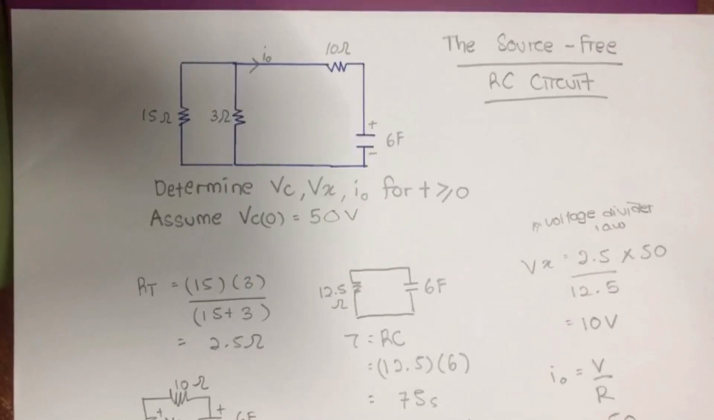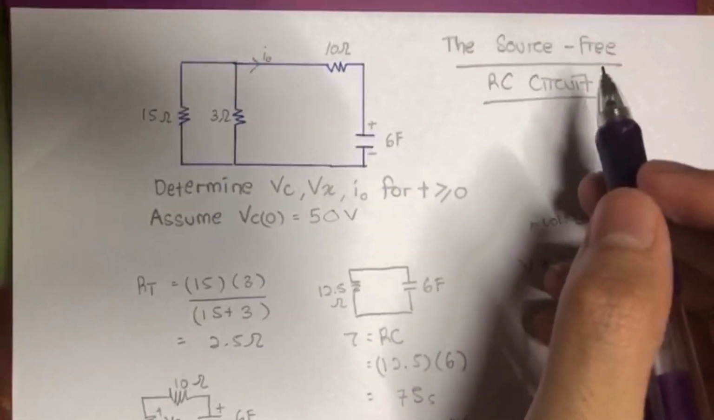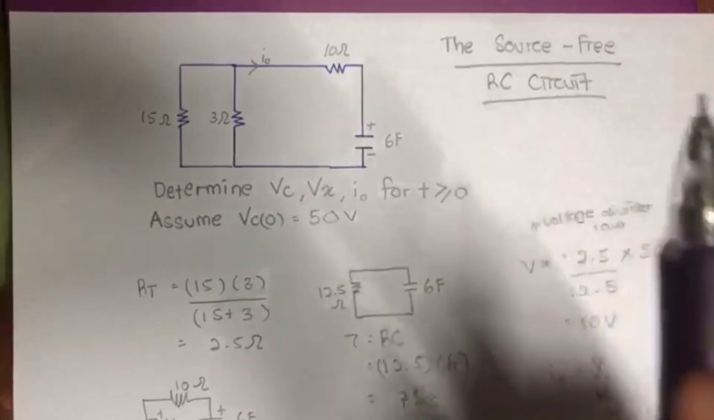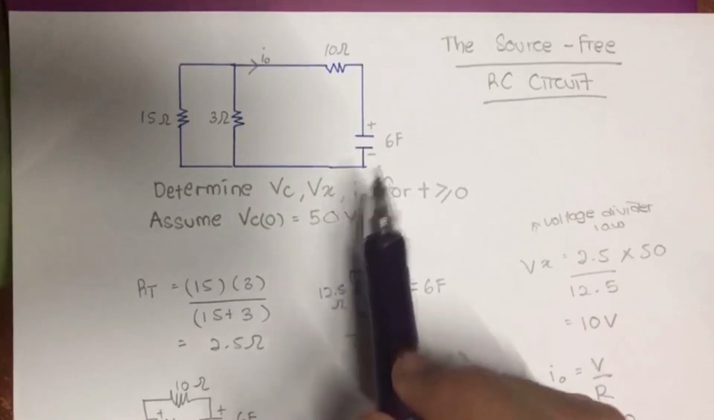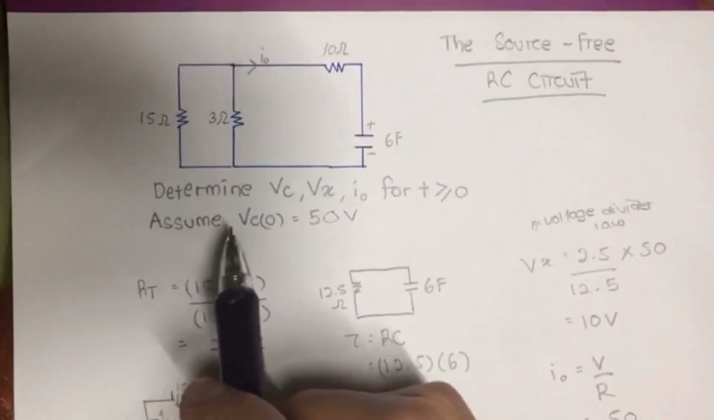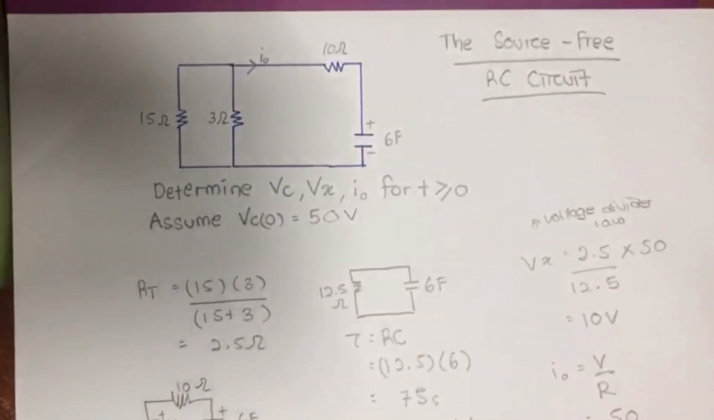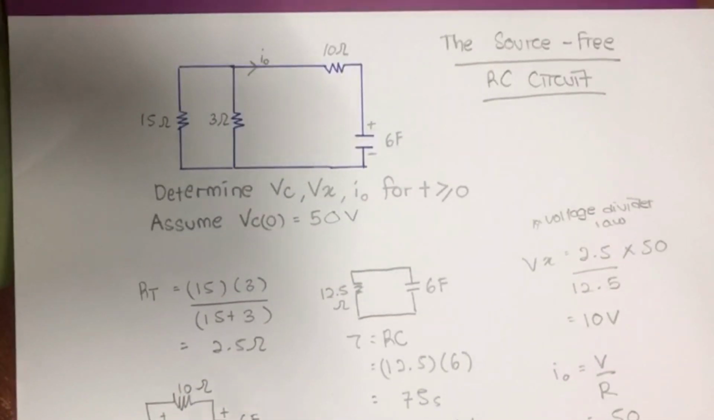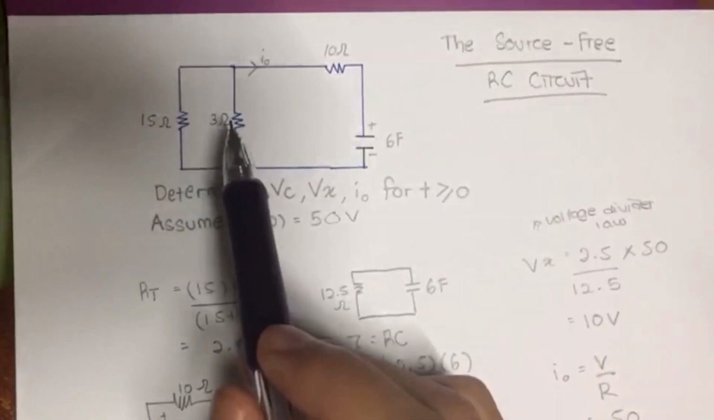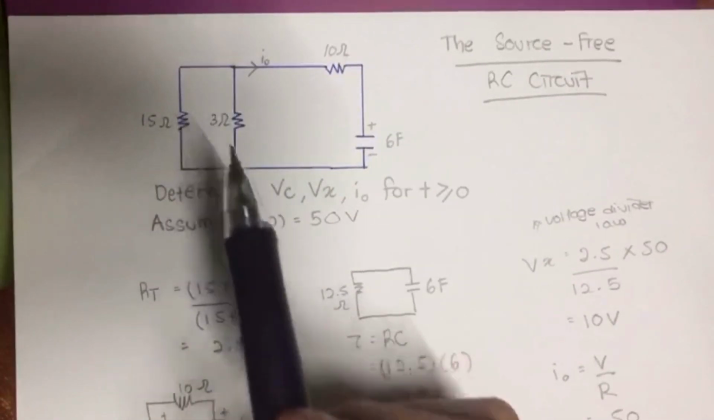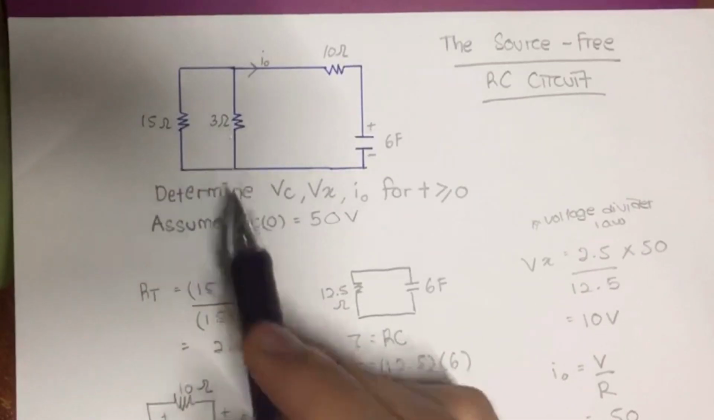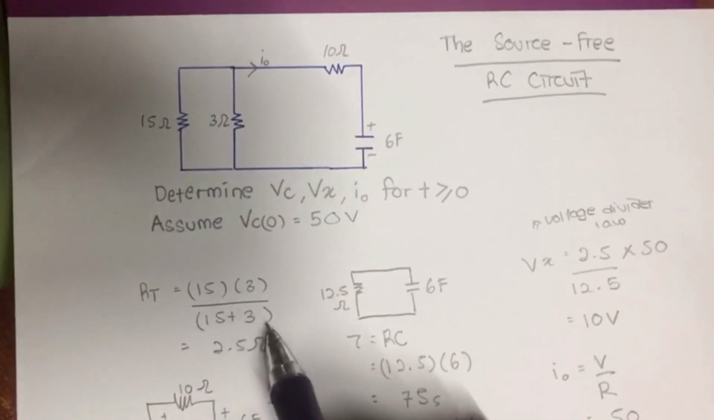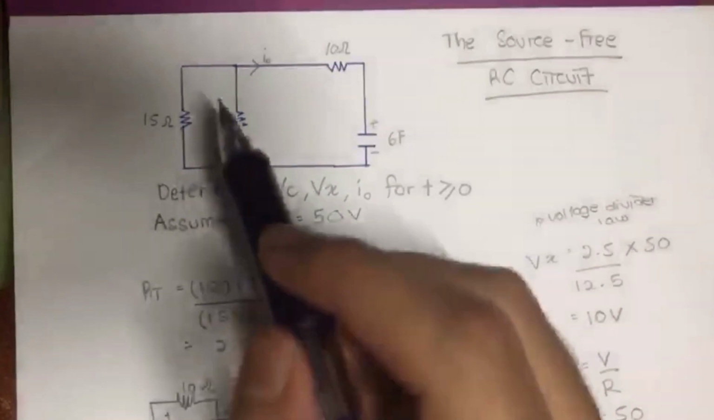Hello guys. Today I would like to show you how to solve a question about the source-free RC circuit. The question asks us to determine VC, Vx, and IO. Assume VC equals 50 volts. First of all, we need to settle this down. This is a parallel part. So R total for this part is 15 times 3 over 15 plus 3, equal to 2.5. This is for this part only.